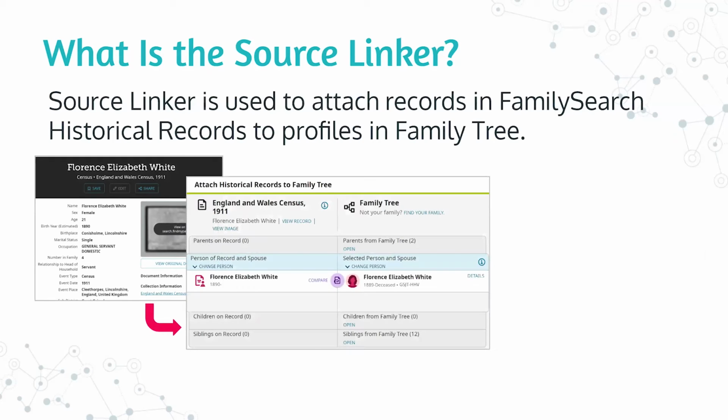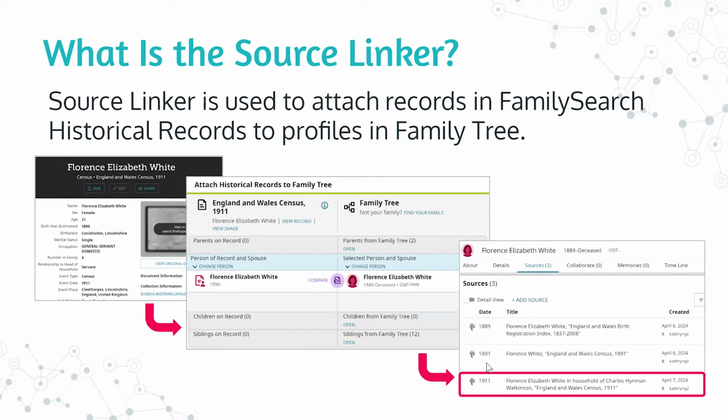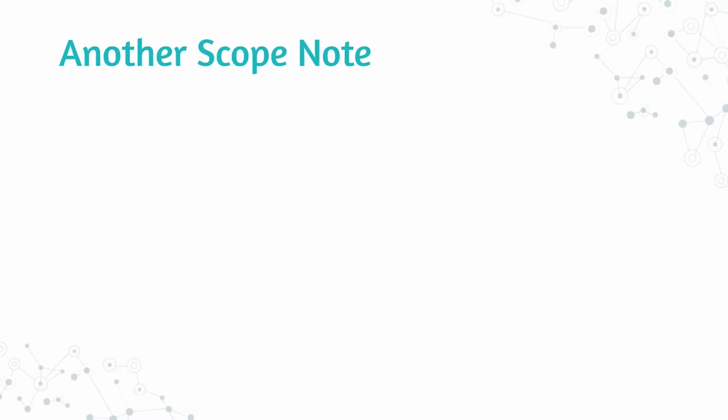So I bring up the source linker, and there's several ways to do that that we'll be covering in just a minute. And the source linker shows me the source, and it shows me Florence's family tree profile. And so it allows me to attach this source to her. And then once I do that, it shows up in the source list on the sources tab of Florence's page in Family Tree. So that's basically what the source linker does, what its purpose is.